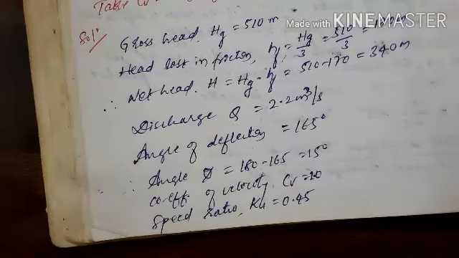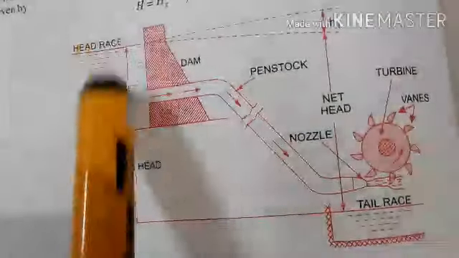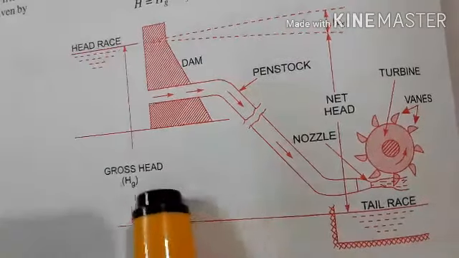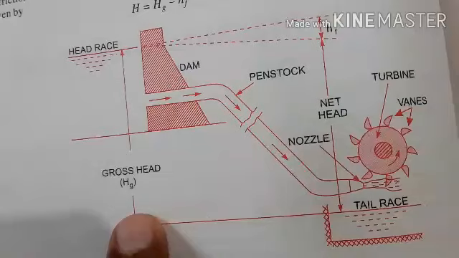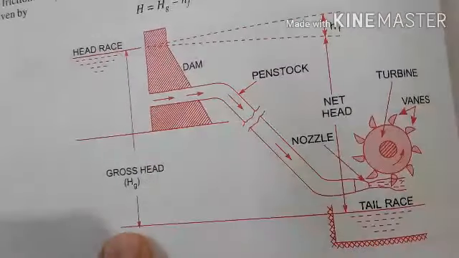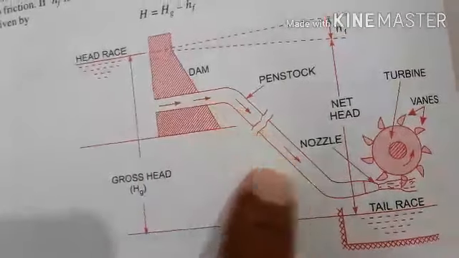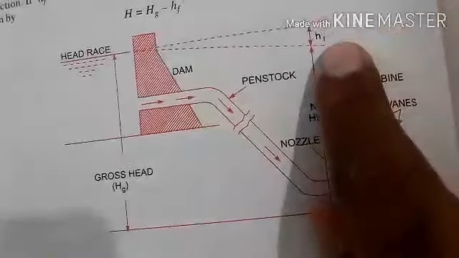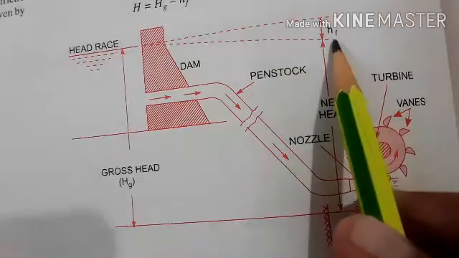So what has been given here? See in this figure, the gross head of the water is given, that is 510 meter. Before supplying water into the penstock, the head available in the reservoir was 510 meter. As the water starts flowing through the penstock, there will be a loss because of the friction in the pipe. Because of this, you will get the friction loss, that is HF.